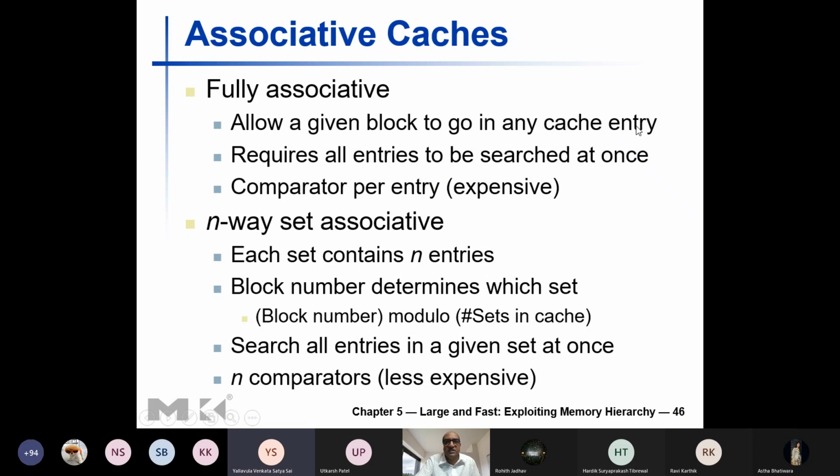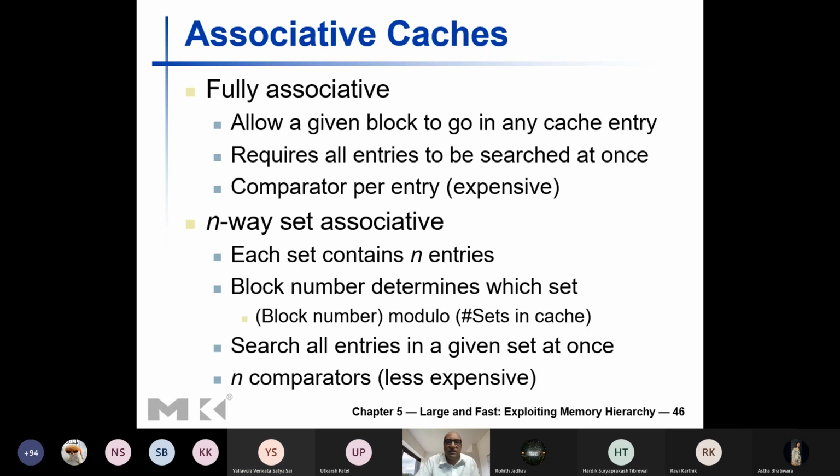We'll see what that is, right? There are 1,000 entries, and the main memory may have like 1 million entries. These 1 million entries may compete for 1,000 entries, but there is no such restriction as in the direct mapped cache, where we have seen that we use the block number modulo the number of entries, so that multiple entries share only one location. But here, all these 1 million entries can compete equally for the 1,000 entries in the cache.